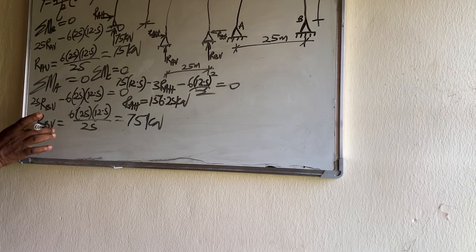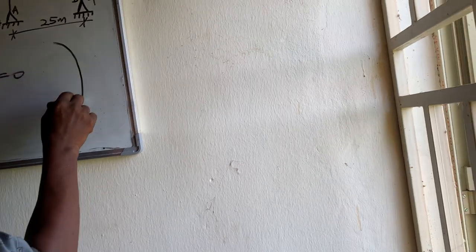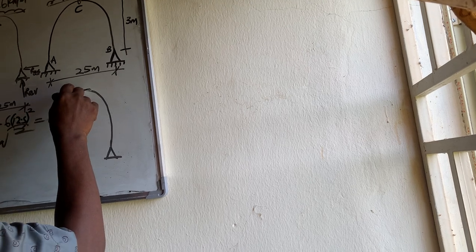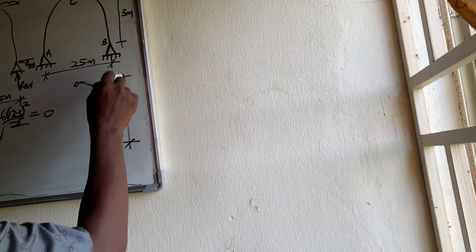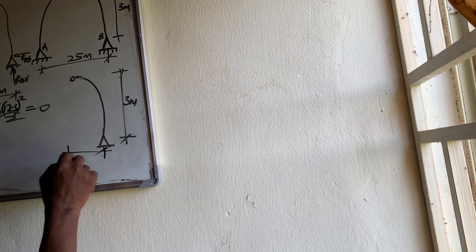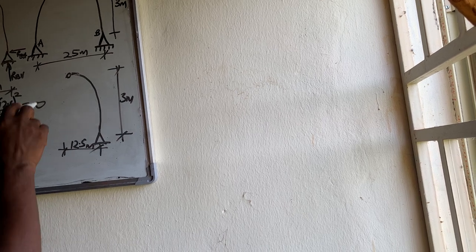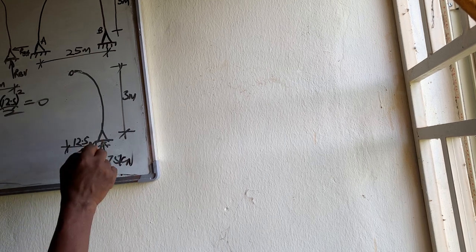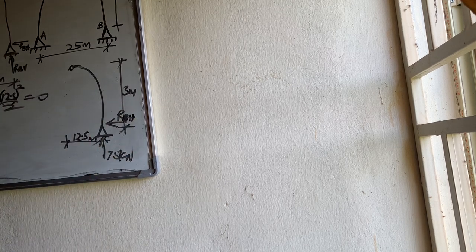I've got RB vertical. So I now come to RB horizontal. If I come to RB horizontal, I cut again at the hinge, which gives me a zero moment. The height from here to here is still 3 meters. Then from here to here is 12.5 meters, half of the span. So I have here RB 75 kilonewtons, and here RB horizontal, which is what I'm looking for.